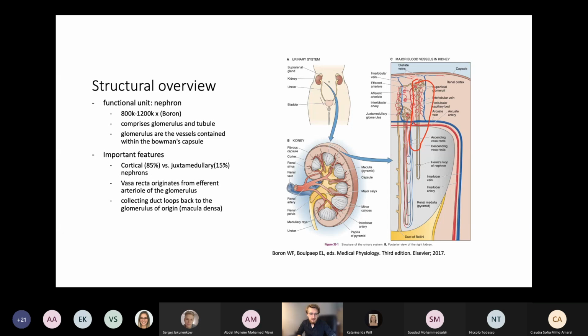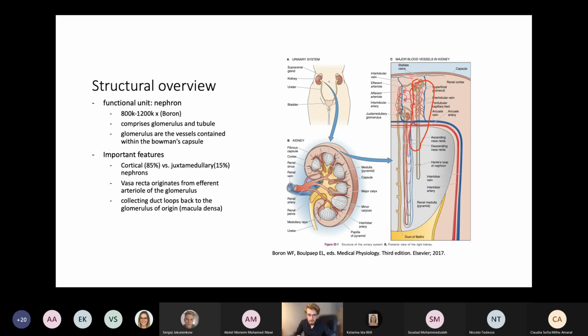Another important detail to remember is that the vasa recta, which goes alongside the loop of Henle in the medulla, originates from the glomerulus itself. This has a very important function for the maintenance of the hyperosmolarity that we find in the medulla, something that we're going to discuss later. The last important feature I'd like to highlight, which you should remember from embryology and histology, is that the collecting duct loops back towards the glomerulus of its origin, and it meets at the macula densa, which has a very important regulatory function.